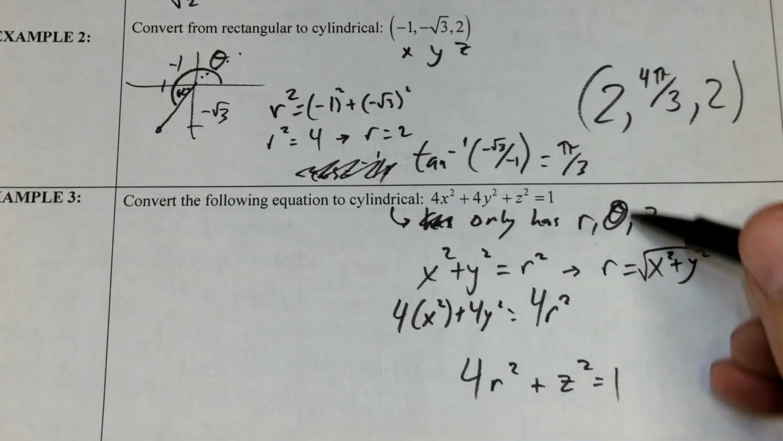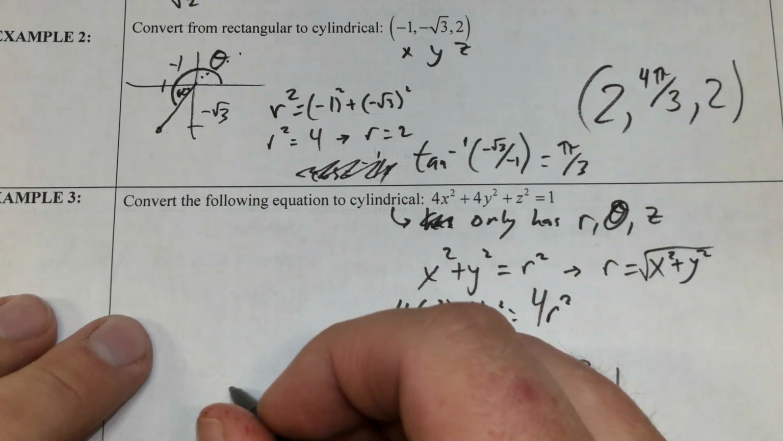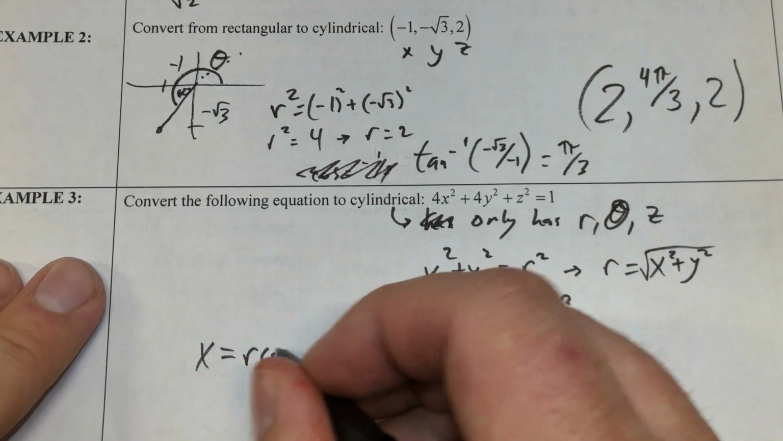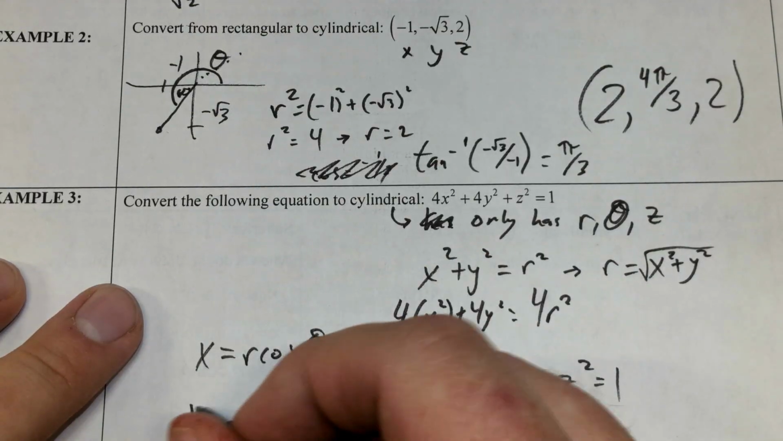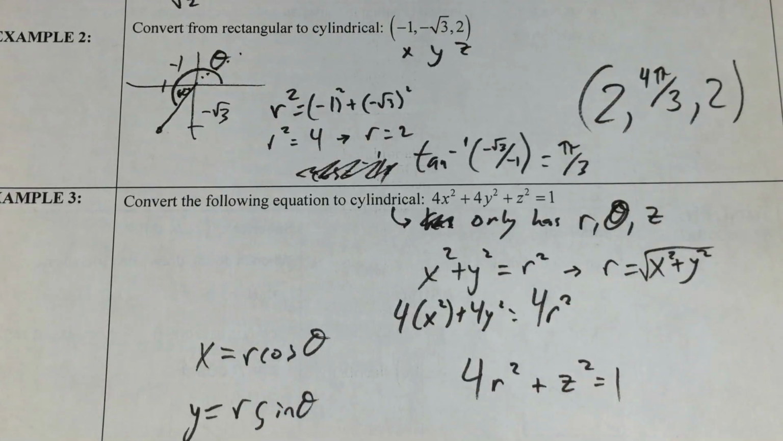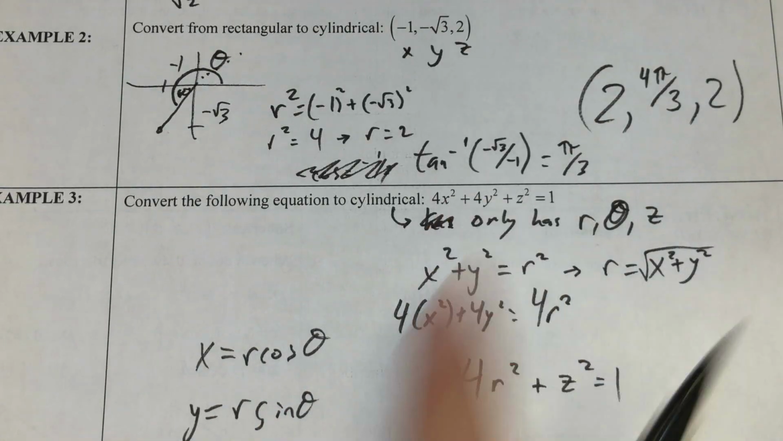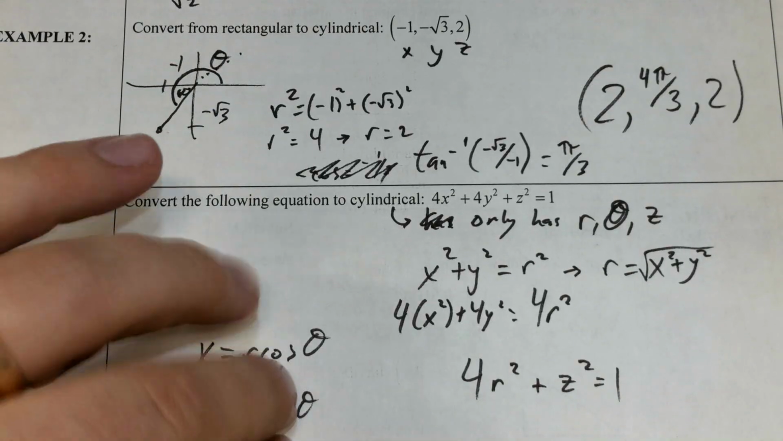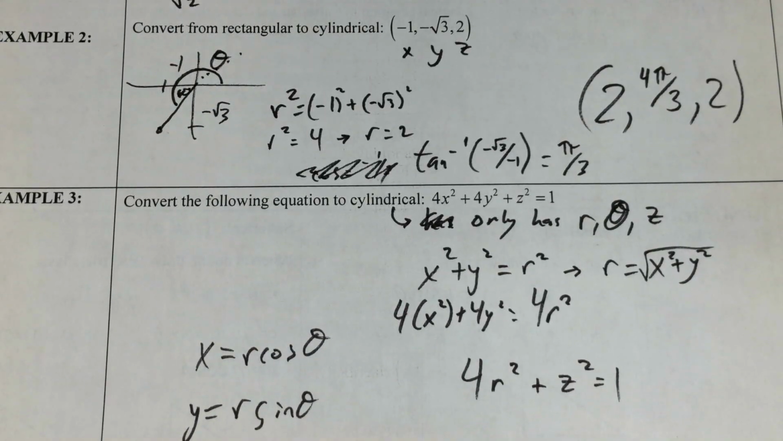That's it. The reason I'd have a plain theta comes from that other relationship that I'm just going to write here. Don't forget it. X is r cos theta, y is r sine theta. So if I had any linear x terms, linear y terms, I would end up with thetas in there as well.